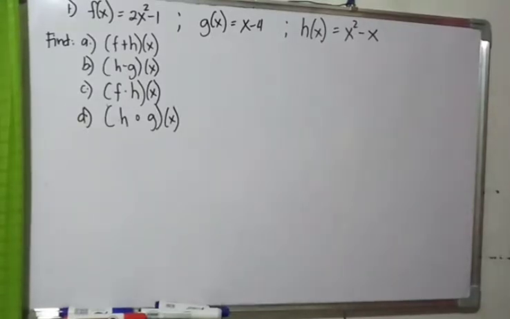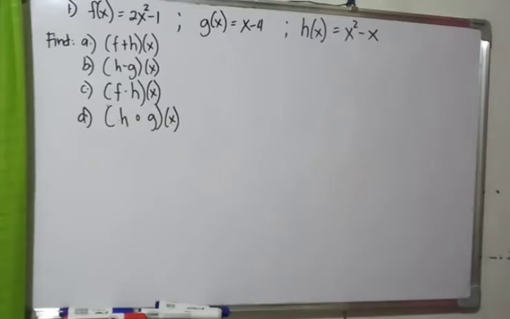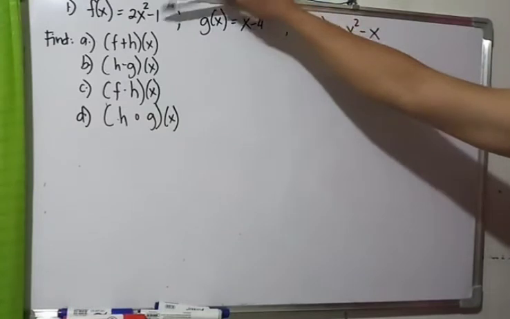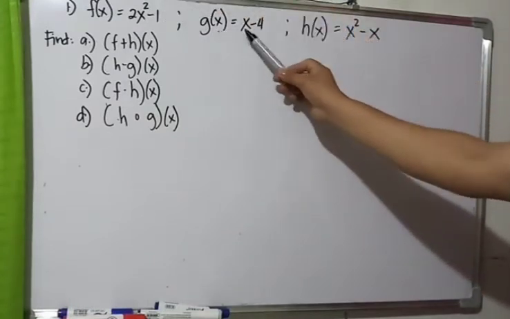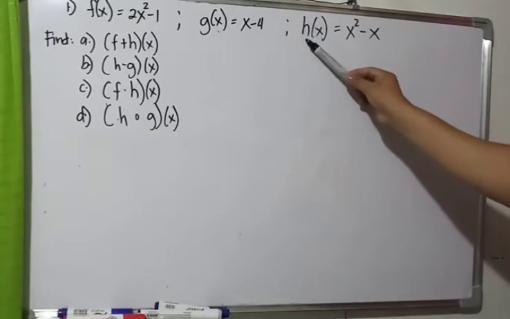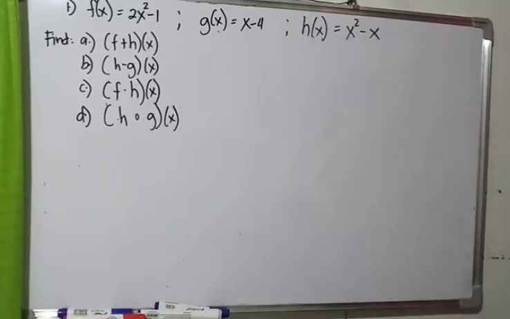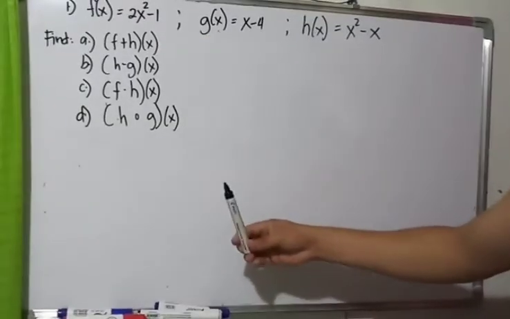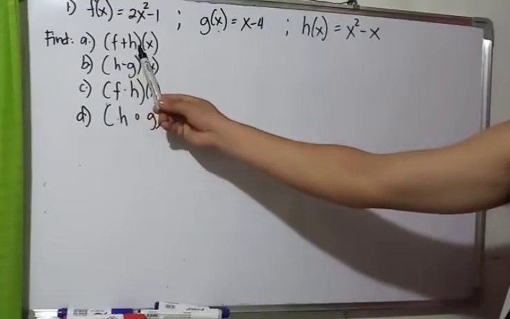So good evening everyone. Welcome to mathematics tutorial. This evening we will discuss operations of functions, selected topics, and composition of functions based on the given example. So given f of x equals 2x squared minus 1, g of x is x minus 4, and h of x equals x squared minus x. So meron tayong question dito. So una, find f plus h times x.